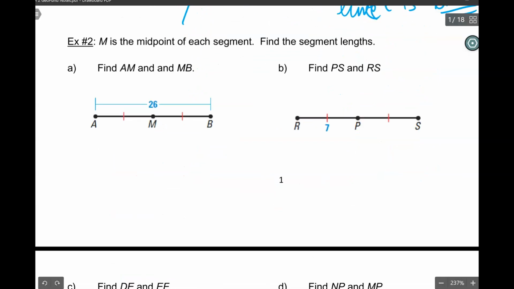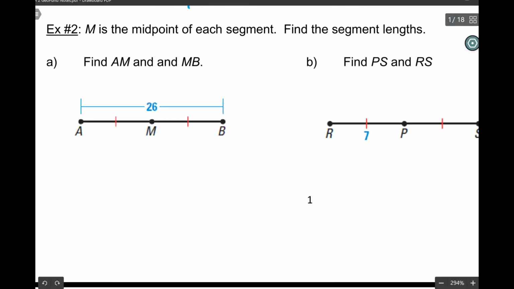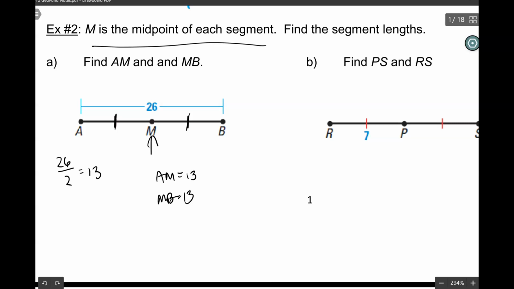All right, M is the midpoint of each segment. Find the segment lengths. So M is the midpoint. This means I cut it exactly into half, hence the two tick marks that mean congruent, that mean equal length. So if the whole length is 26, and I divide it into two equal parts, that means each is 13. So AM is 13 and MB is 13.